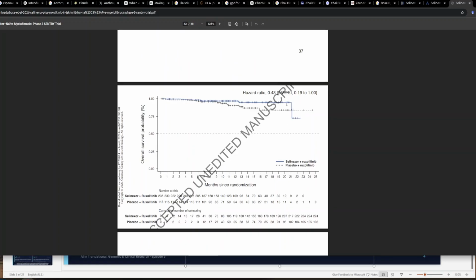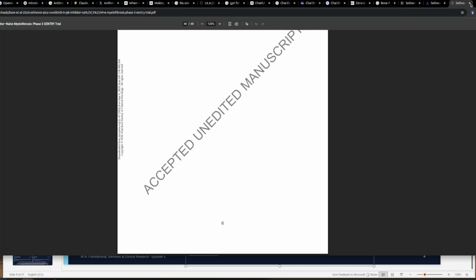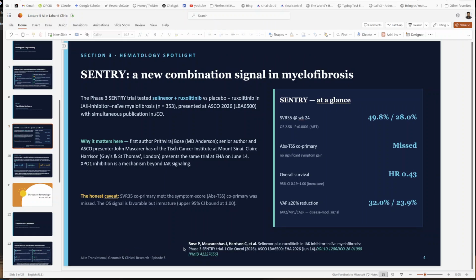Overall survival, you can see, is increased to months like 21 or 20 months. It's more in here. I'm not going into detail, sorry. But the VAF, the variant allele frequency, also decreased in myelofibrosis patients when treated with selinexor plus ruxolitinib rather than only ruxolitinib. This is very fantastic data. Congratulations to them. If you look in here, SVR 49.8%, overall survival is better, and VAF is significantly reduced compared to ruxolitinib alone.